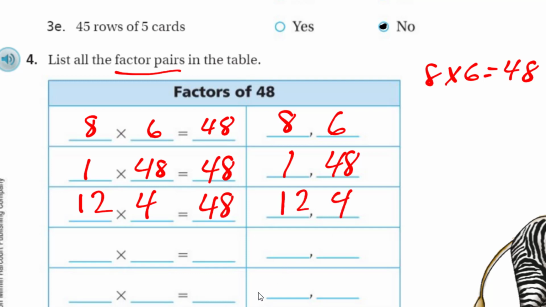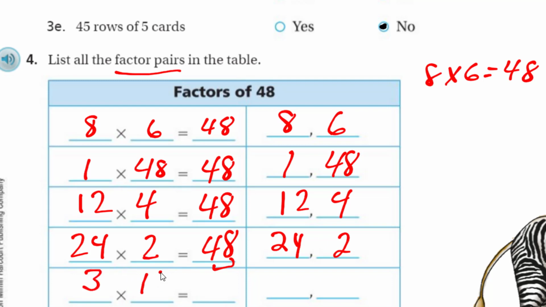So I have 2 more. 24 double. That's 48 too. That's why I love that double. So 24 and 2. And then, of course, this is where it comes in handy knowing your divisibility rules. Because your divisibility rule for 3 says when you add the digits up, if that number is divisible by 3, then the whole number is divisible by 3. So if I add 4 plus 8, that's 12. That lets me know that a 3 will go into that number. And it's going to be 3 times 16. That's right.